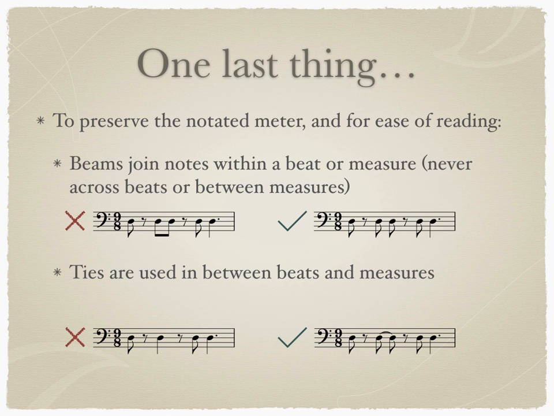One last thing. In order to preserve the notated meter and for ease of reading the music, beams must join notes within a beat or measure, never across beats or between measures. For example, the incorrect beaming on the left obscures the separation of beat 1 and 2. The correct beaming on the right preserves each beat and makes the rhythm easier to read. Lastly, ties are used between beats and measures. The incorrect notation on the right again obscures beat 2 of this measure. By dividing the quarter note into 2 eighth notes and tying them together, we can see that beat 2 is right where it should be.